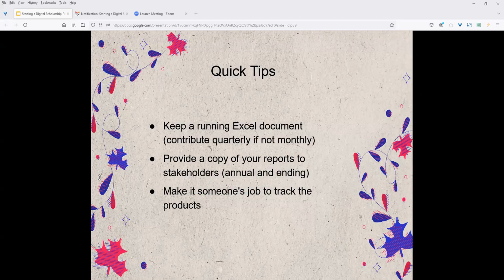So quick tips. Keep a running Excel document if you want. You can contribute quarterly, if not monthly, to it. So you're keeping track of what you're doing in that. You want to provide a copy of the reports to stakeholders, whether it's an annual meeting or the last meeting. You want to show the document of how you've worked on your project over that time. And in such a situation, you want to give it to one of your team members and make it that person's job to track the products.